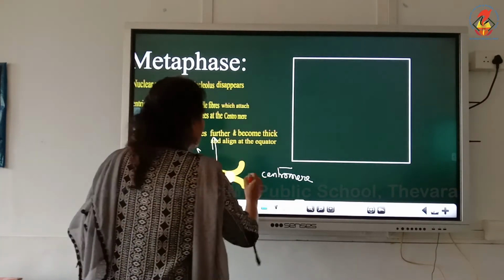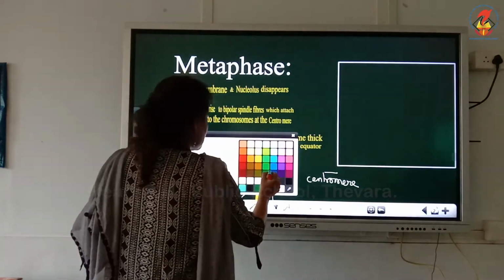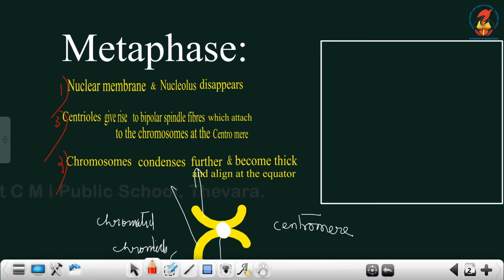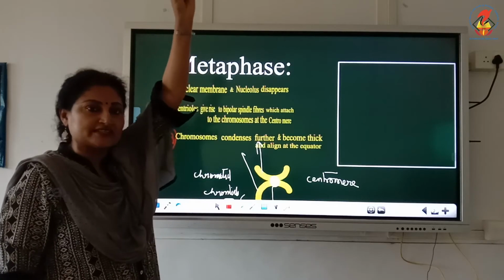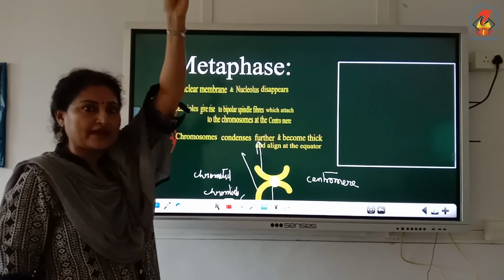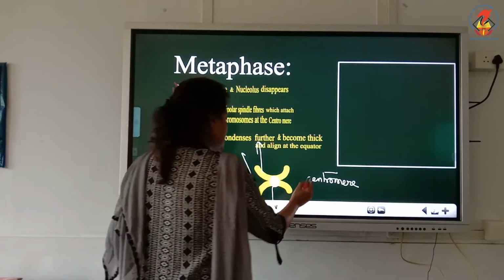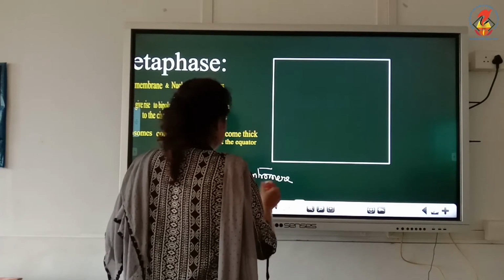And lastly, what happens is the spindle fibers. Third point, spindle fibers arise from the centrioles at the 2 poles. We saw the centrioles by now have reached the 2 poles, up and down, and they give rise to the spindle fibers. So, with these descriptions, I am going to draw.